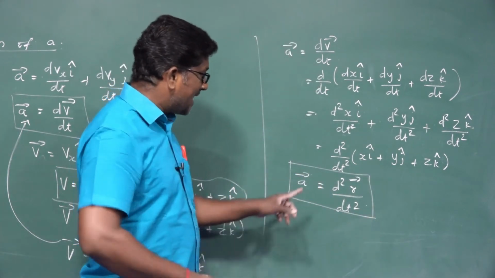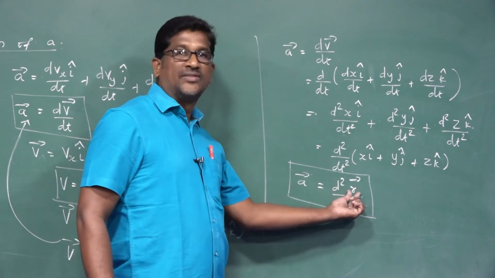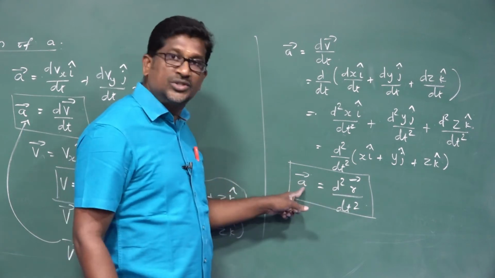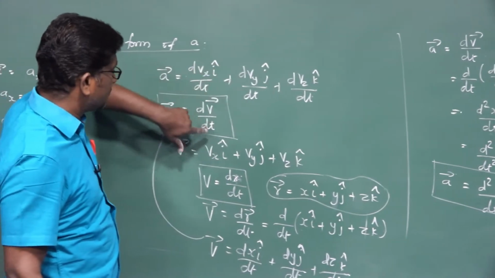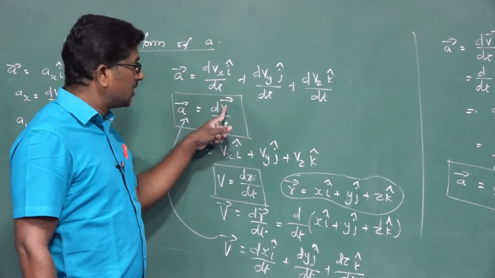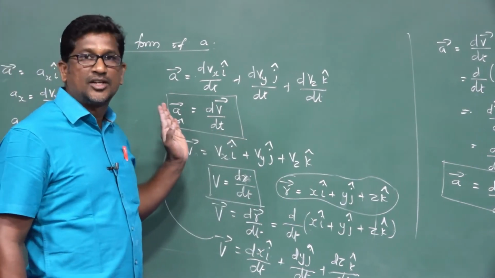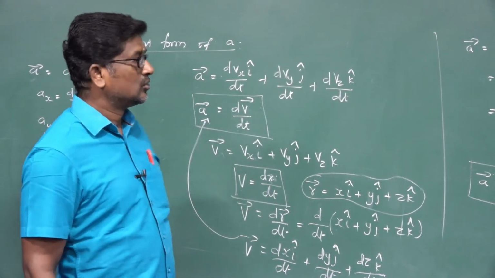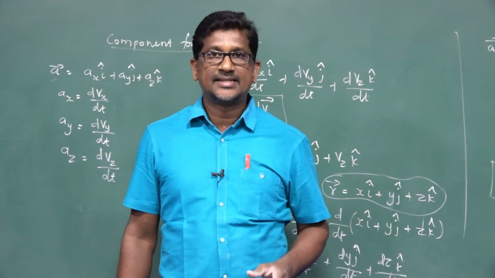So the acceleration of the particle is equal to the second derivative of the position vector with respect to time, or the first derivative of velocity with respect to time. Both of them give the acceleration of the particle, that is, the instantaneous acceleration. So there are two types of acceleration: average acceleration and instantaneous acceleration.